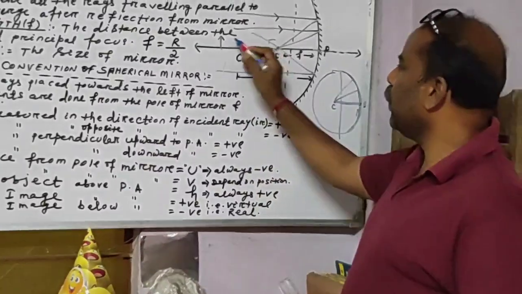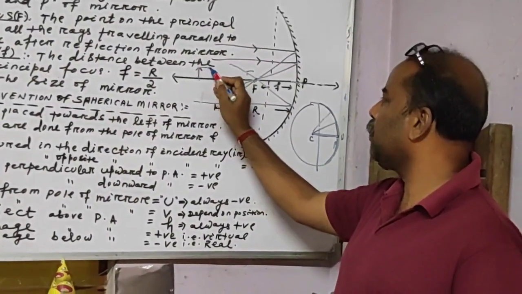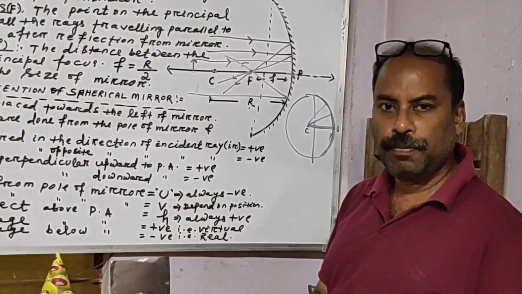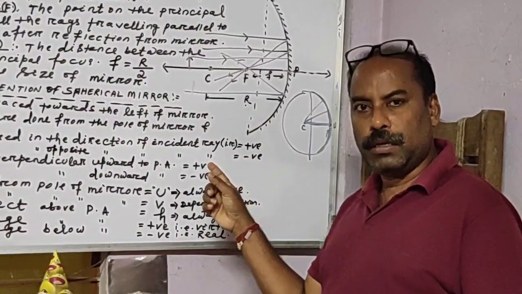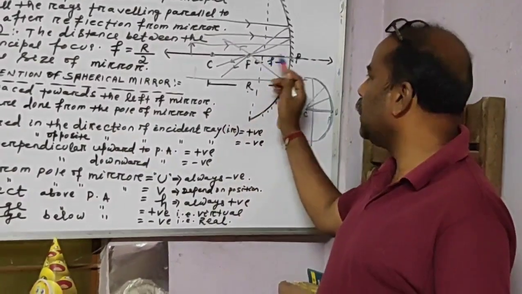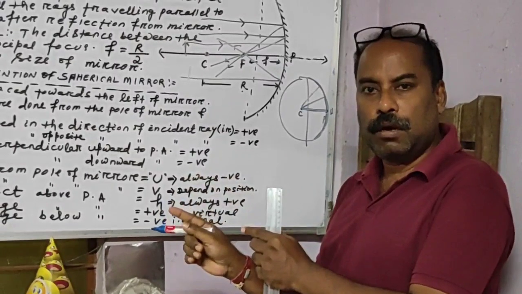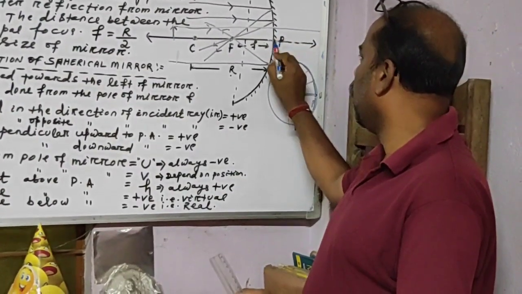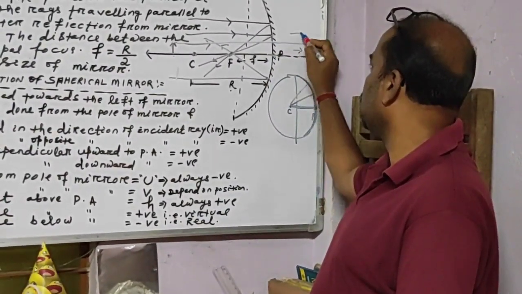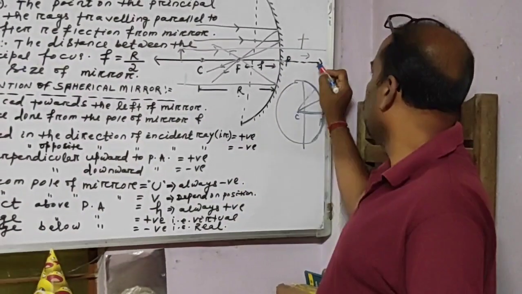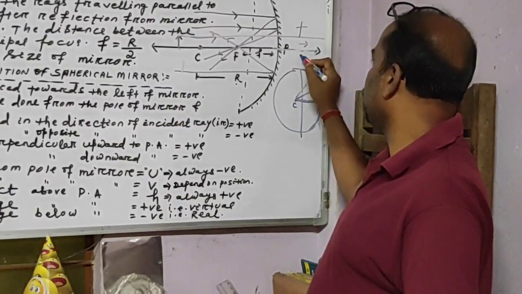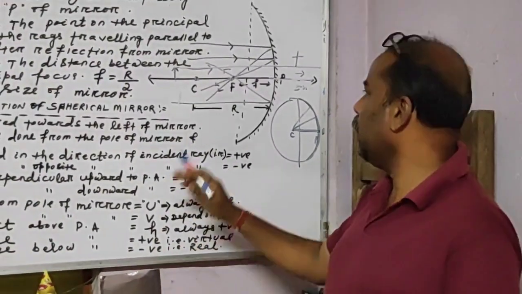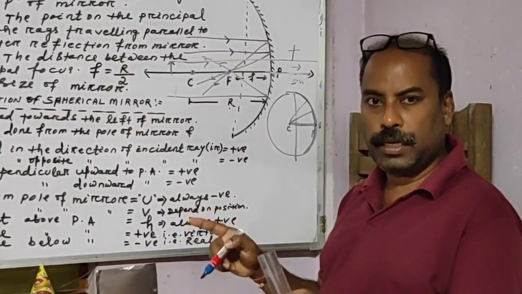Third point is that distance measured in the direction of the incident ray is taken as positive. What does it mean? When we keep the object here, the light ray passes from here to here. This ray is known as the incident ray. The incident ray is the ray which passes from the object towards the mirror. If we measure in the direction of the incident ray, going left to right, from the pole in this direction, then it is taken as positive. Suppose we measure 5 cm, we write plus 5 cm, not minus 5 cm.